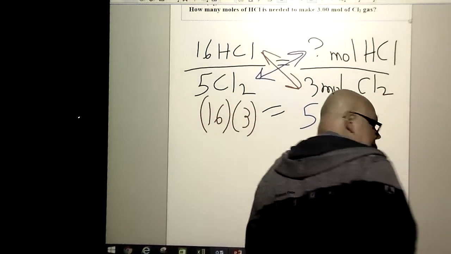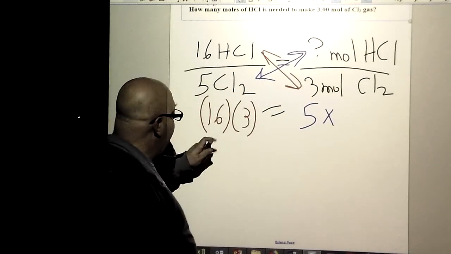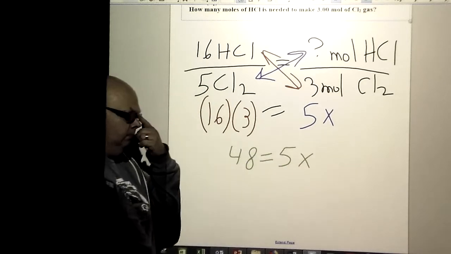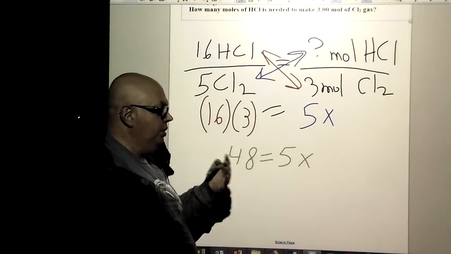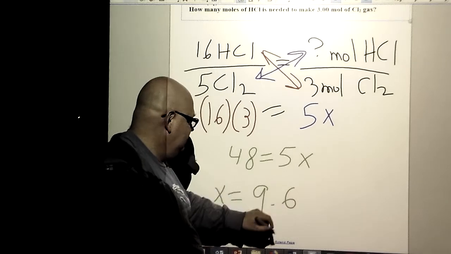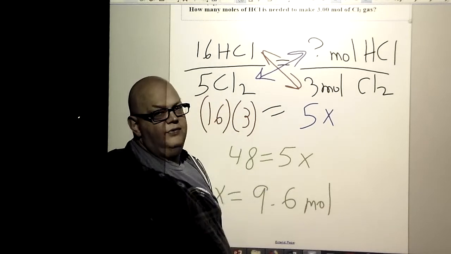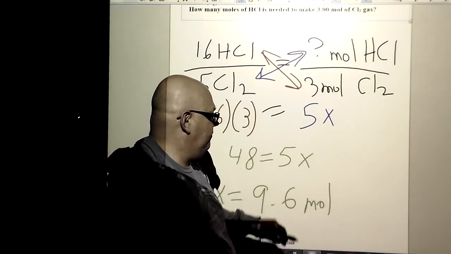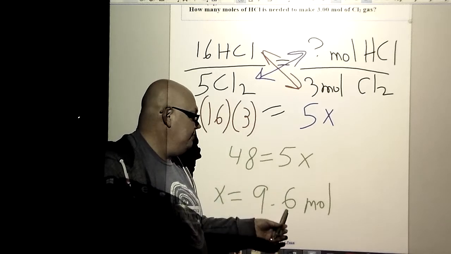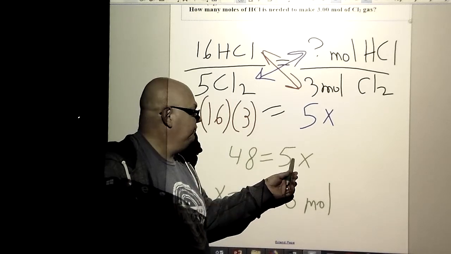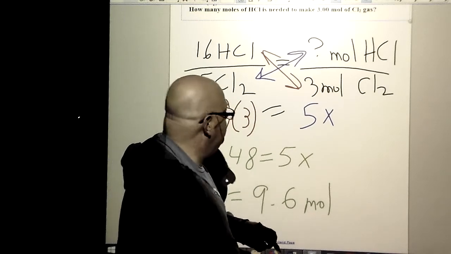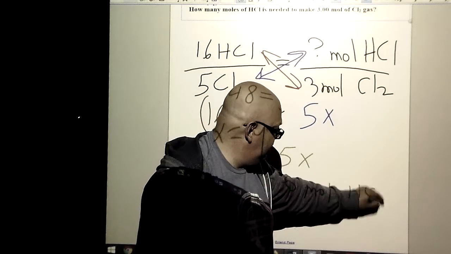Okay, so working this out, we have got 48 equals 5x. So looking at it, when we divide it out, x will equal 9.6 moles when you divide it out. 48 divided by 5, because 5 times 9 is 45. You have a leftover of 3. 5 times 0.6 is 3, because 5 times 6 is 30. Okay? So that tells me I need 9.6 moles of HCl.